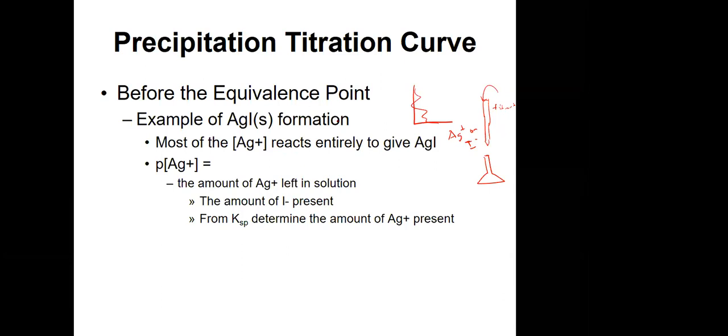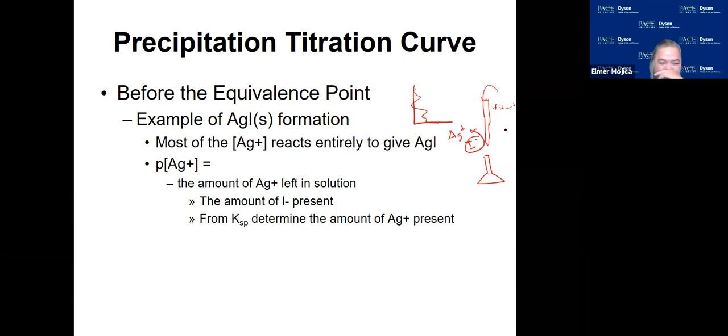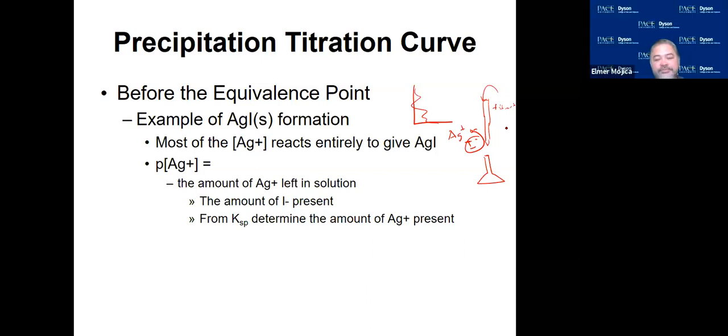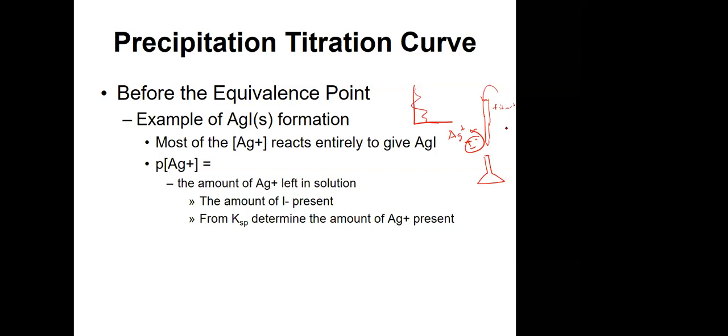The iodide. Is the iodide the one that you have there? Yeah, because the amount of iodide is present. Wouldn't it be silver because you're reacting it to give silver iodide? Yep. It's the silver. Okay.